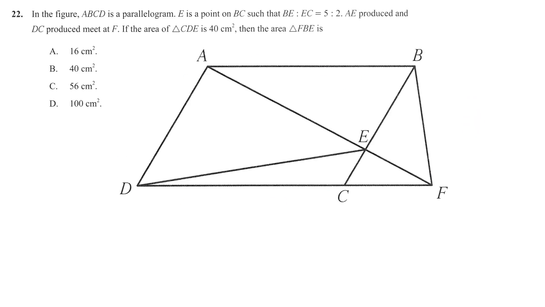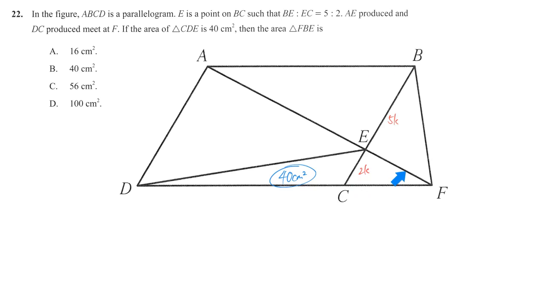This is a typical question about area ratio and length ratio to find certain area values. It starts from BE to EC. This section to this section is 5 to 2, so 5K to 2K. And then they give us some area, which is triangle CDE. This area is 40 cm squared.